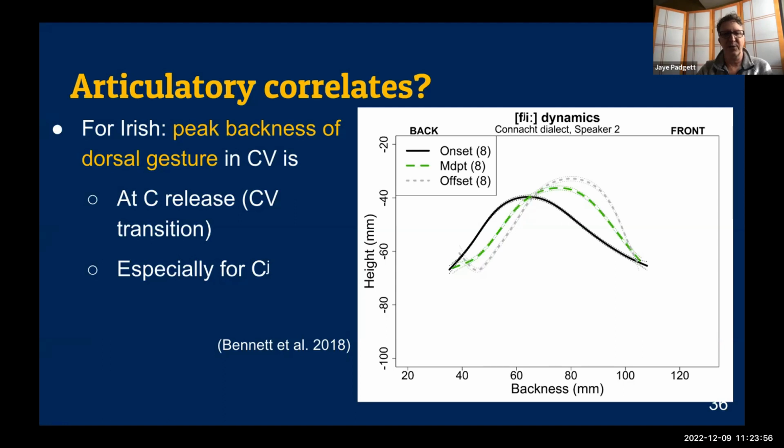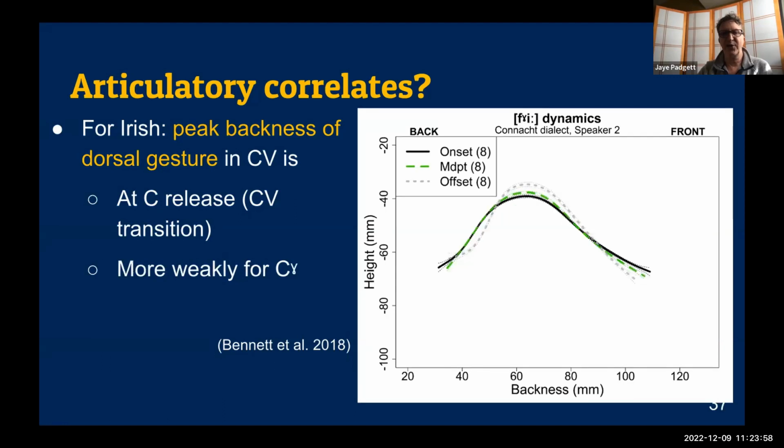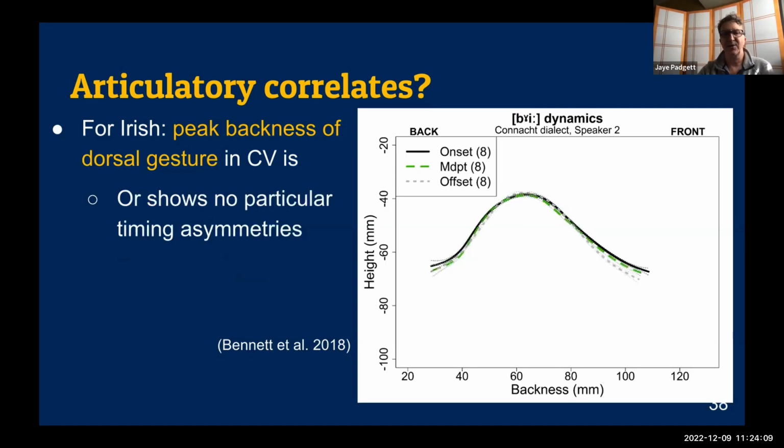And that's especially true for palatalized consonants. For velarized consonants, it wasn't so much true. So here you see it happening, but the difference between the beginning and the end of the consonant is not so spectacular. And sometimes there's nothing much there at all. So this is also velarization over time points. So we found systematically that you had this alignment for palatalization, but really much less clear in the case of velarization. That's something we're wondering about.